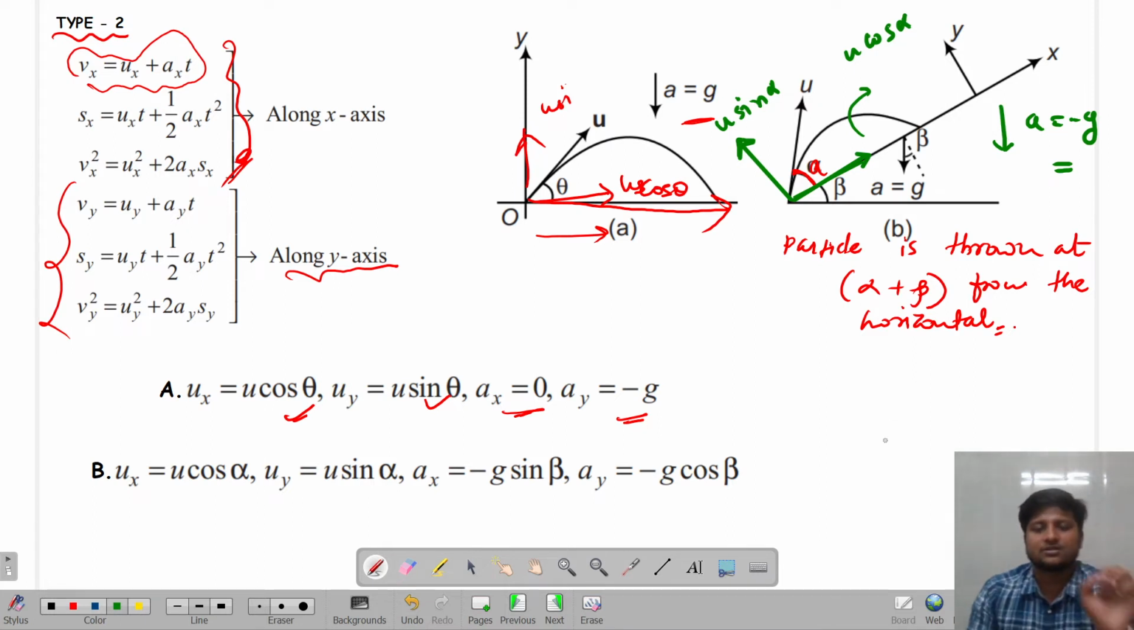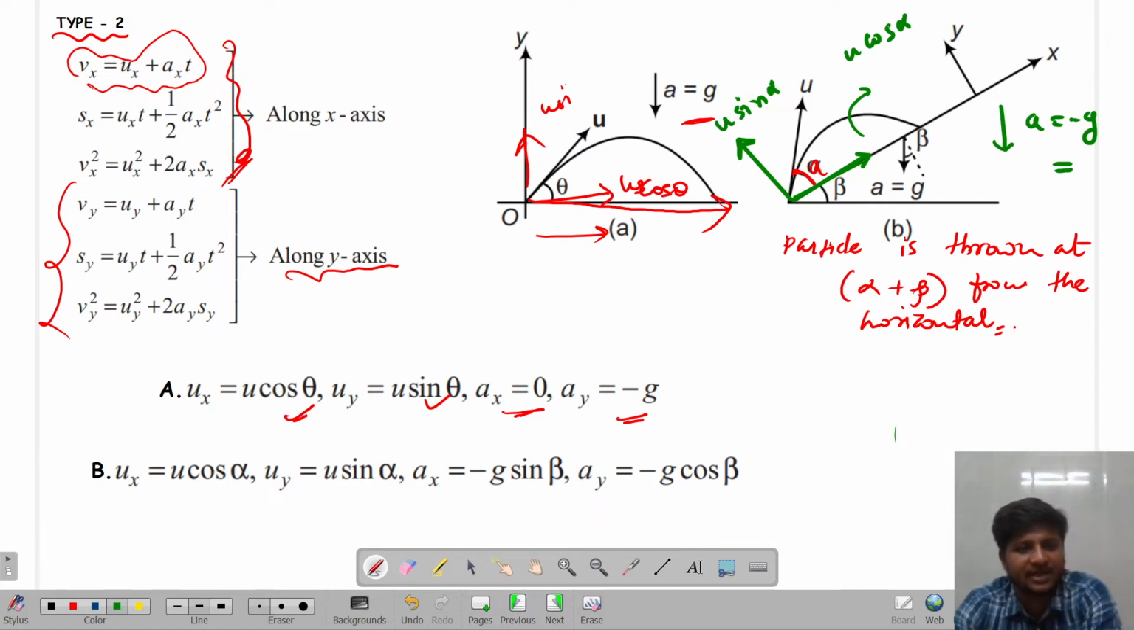So what is the concept over here? Acceleration is purely acting along the vertical, but the initial velocities are acting along the inclined plane, making some angle alpha with it, and also some angle with the vertical. So in that case, can I use the acceleration minus g in the equations of motion? Tell me.